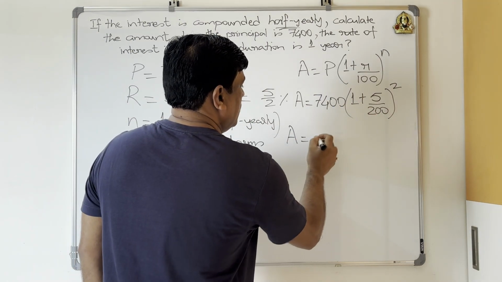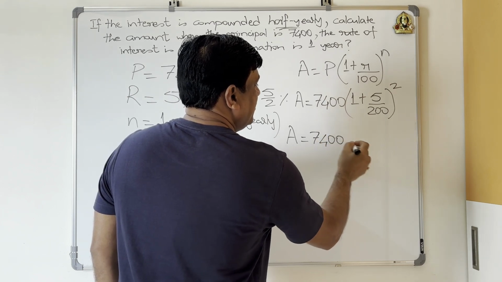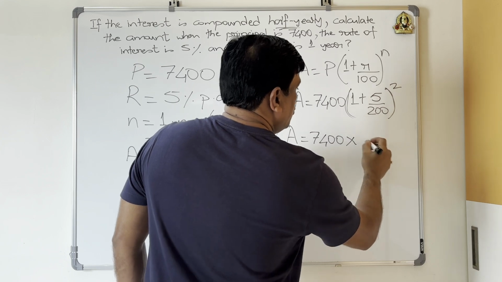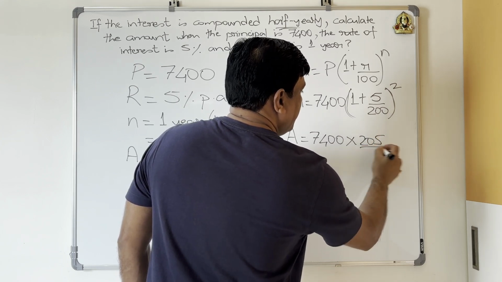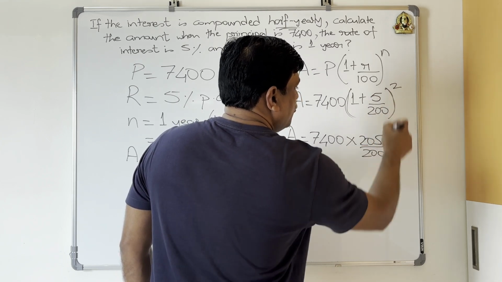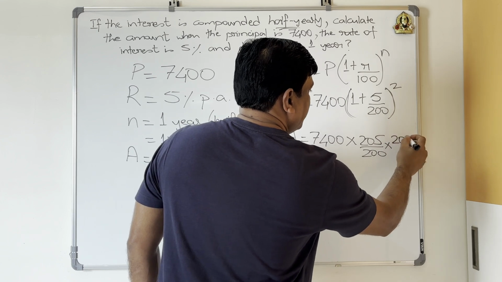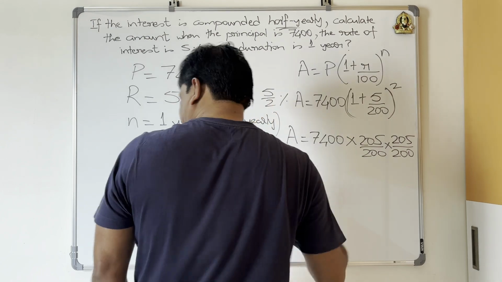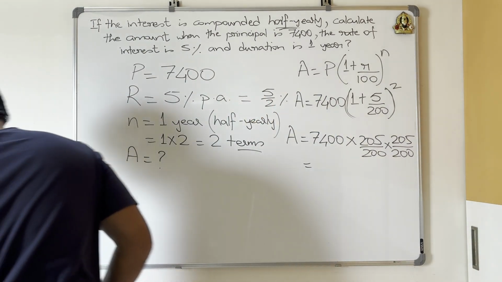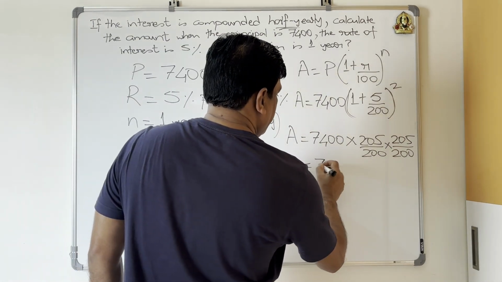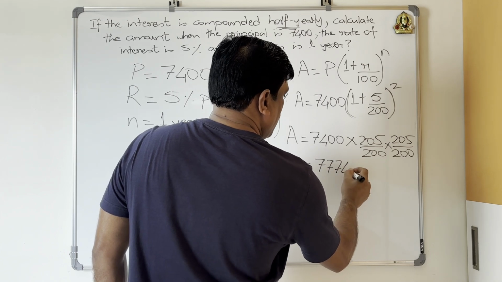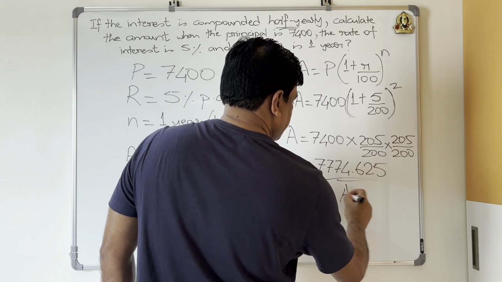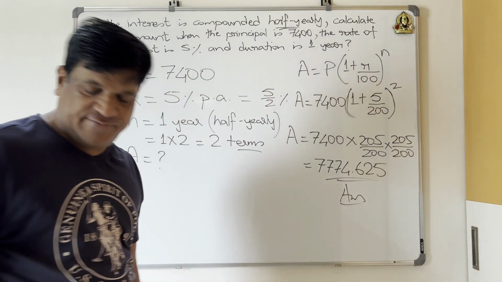So what do you get? Amount is equal to 7400 into this bit will become 205 divided by 200. Since it is 2 times, I'm going to multiply it 2 times. After all the calculations, you get 777.625. That's your answer.